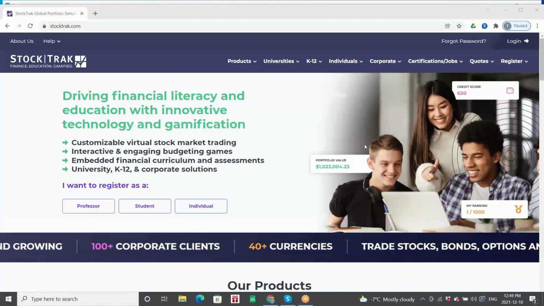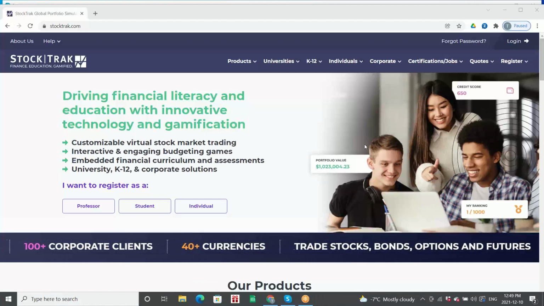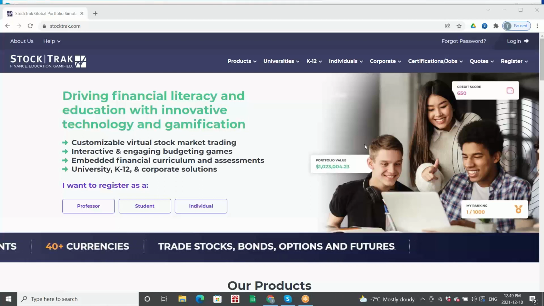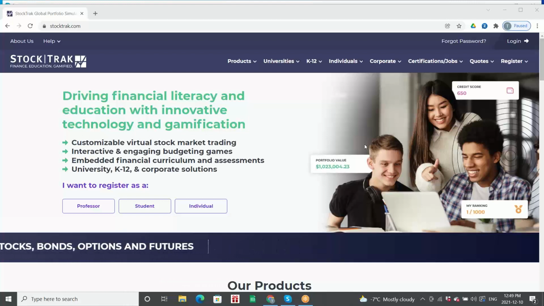what StockTrak really lets us do is take our investing ideas and concepts and notions and bring that into play. StockTrak is a customizable virtual stock market trading platform where you're the bank. You get to choose the dates, currency, and all the trading metrics, which we'll talk about in a little bit.